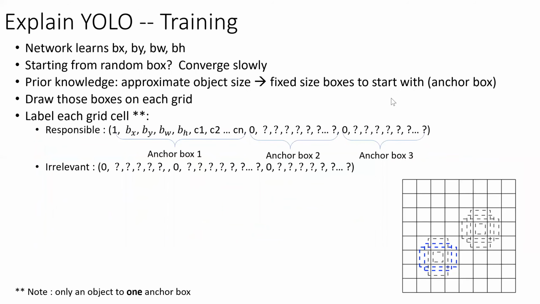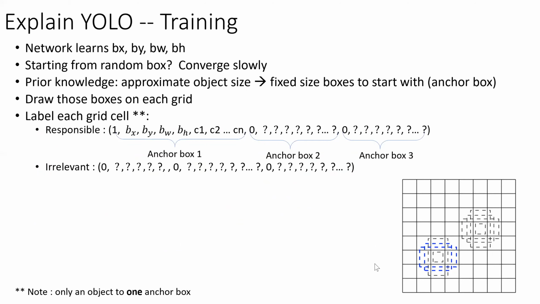So the network is trying to learn these 4 numbers, bx, by, bw, and bh. But if we initialize these 4 numbers to be some random box, then it's actually hard for the network to converge because you will have different sizes of objects, and the network finds it hard to learn all the object sizes. But suppose we have some prior knowledge. We know the approximate size of objects. Then we can actually design some fixed size boxes to start with, and these fixed size boxes are called anchor boxes. For each grid, I'm going to draw these anchors on it.